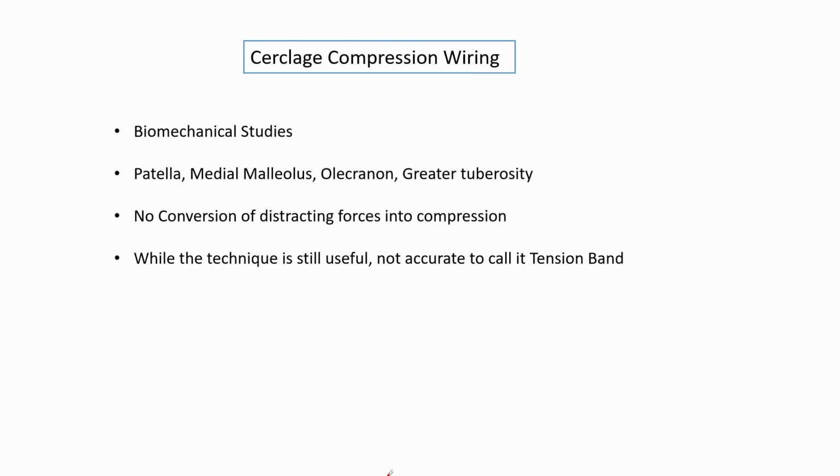Certain biomechanical studies have shown that compression wiring with an SS wire and K wires in these locations do not reliably convert distracting or tensile forces into compression, and hence it is not accurate to call them tension band. While the technique is still useful in simple fractures with a good quality of bone, the name should be changed to cerclage compression wiring. However, they are likely to be referred to as tension band wiring for time to come, as this has been in use for a very long time.